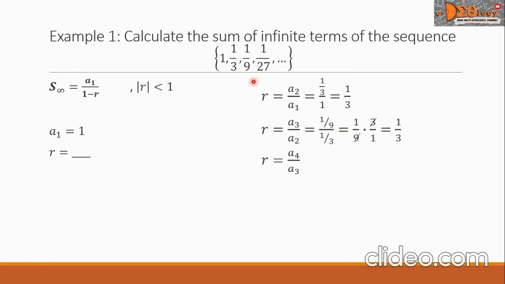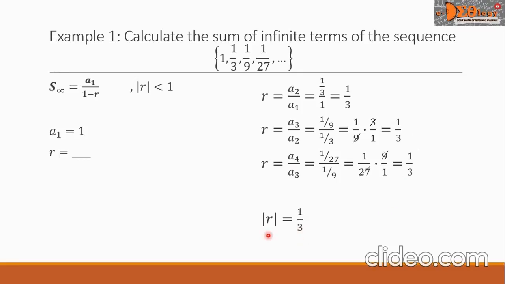The last pair of consecutive terms is a sub 4 over a sub 3, and this is equal to 1 over 27 all over 1 over 9. So let us multiply this 1 over 27 into the inverted fraction 9 over 1. We can cancel this 9 and the 27, and the simplified form is also 1 over 3. We can see here that the ratios are common, and that is equal to 1 over 3.